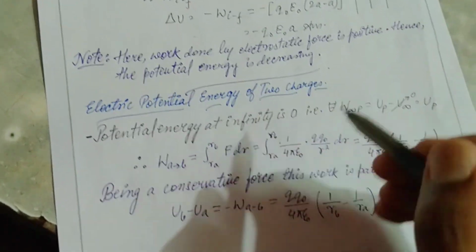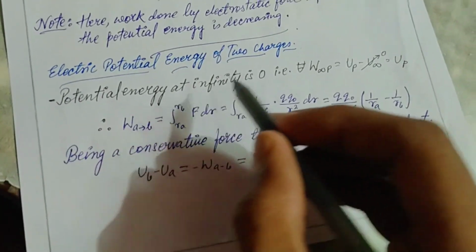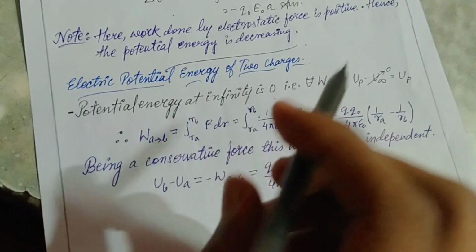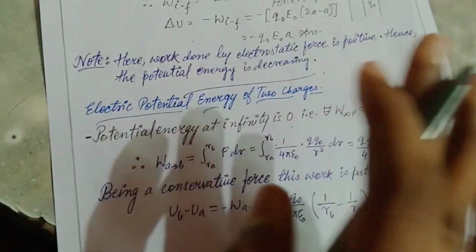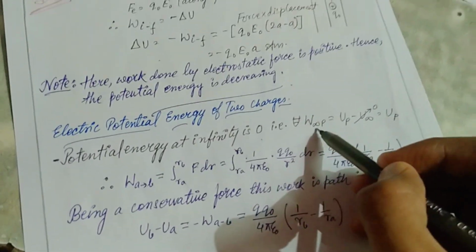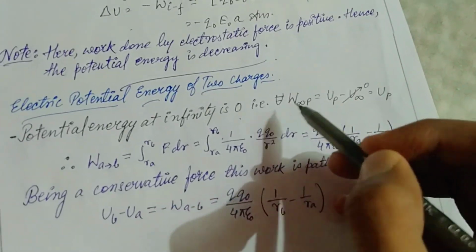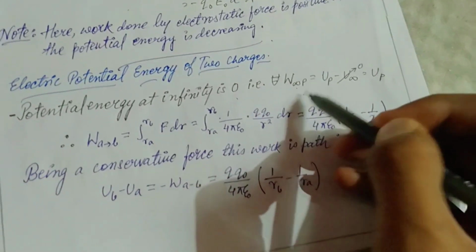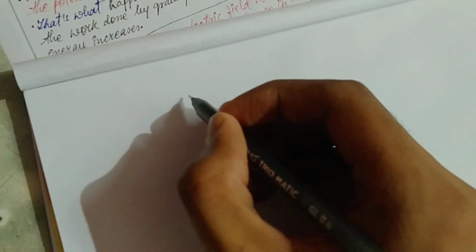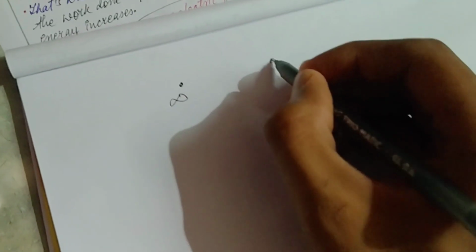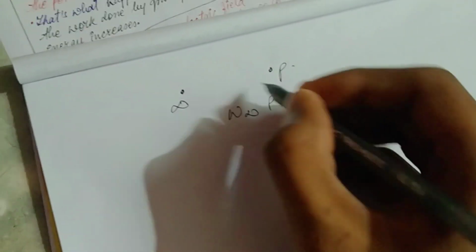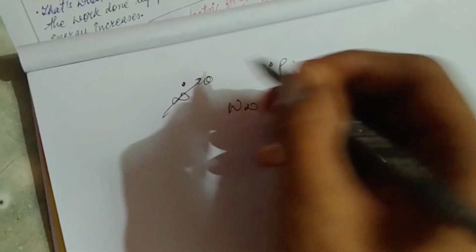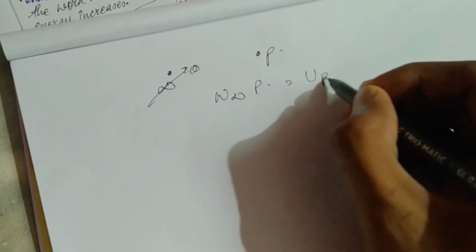Electric potential energy of two charges. Potential energy at infinity is 0. From infinity, if we take out the potential energy, it is 0. So if we do work from infinity to a point P, suppose one position is at infinity and there is a position at P. So the work done from making it from P to A, so this work done is 0. So the total work done is UP.